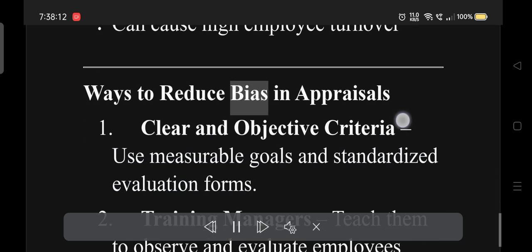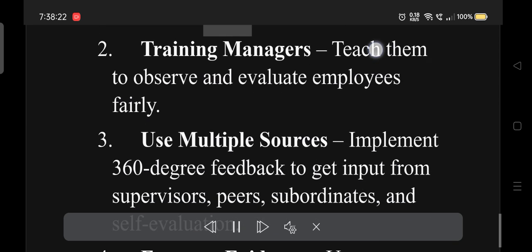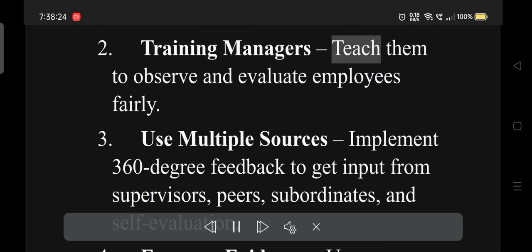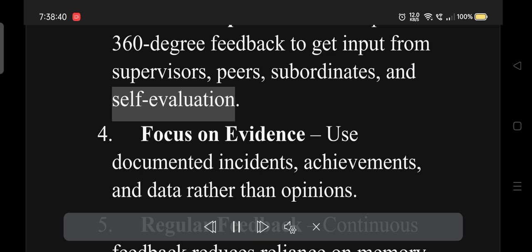Ways to reduce bias in appraisals. Clear and objective criteria, use measurable goals and standardized evaluation forms. Training managers, teach them to observe and evaluate employees fairly. Use multiple sources, implement 360-degree feedback to get input from supervisors, peers, subordinates, and self-evaluation.